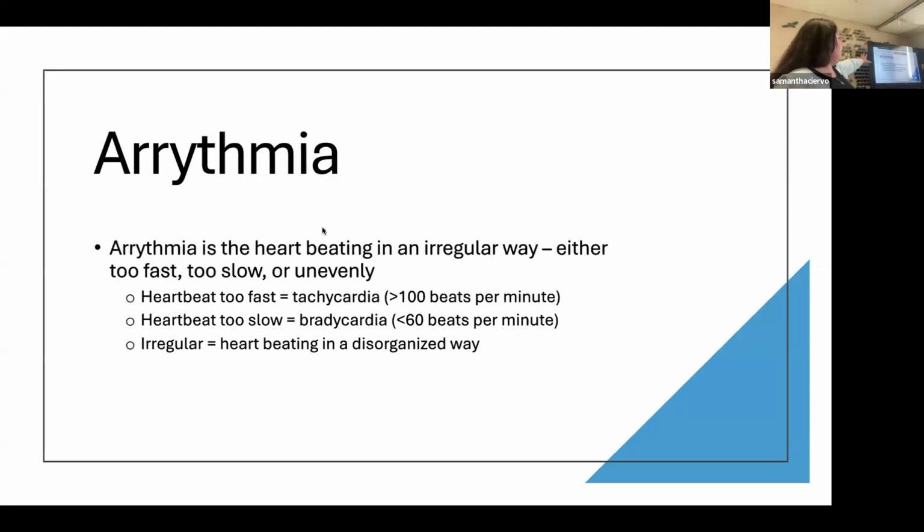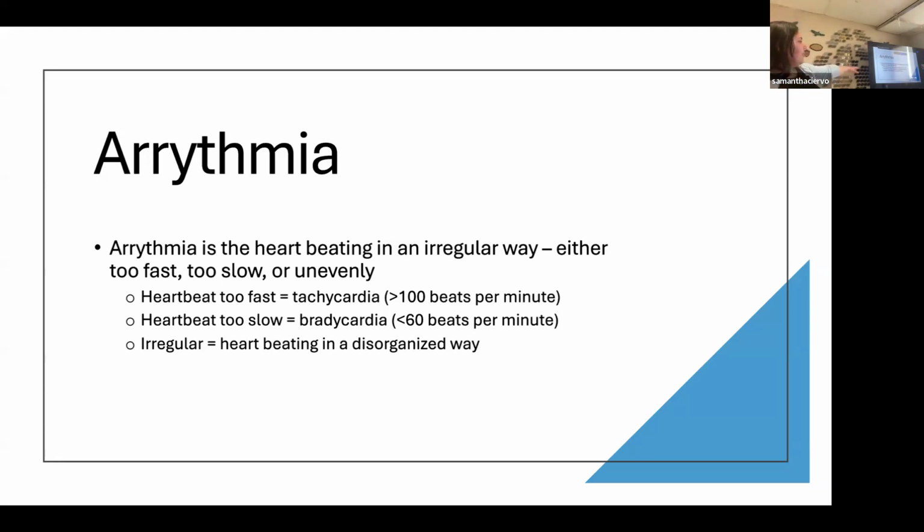So the next thing, some of you were talking about arrhythmias. Arrhythmia, like you were saying, is when the heart beats in an irregular way. Okay. It's either beating too fast, too slow, or all over the place. A heartbeat that's too fast, you'll hear someone say tachycardia. If the heartbeat is too slow, you'll hear bradycardia. And irregular means that the heartbeat is all disorganized. Sometimes it's fast, sometimes it's slow, it's all over the place, okay?